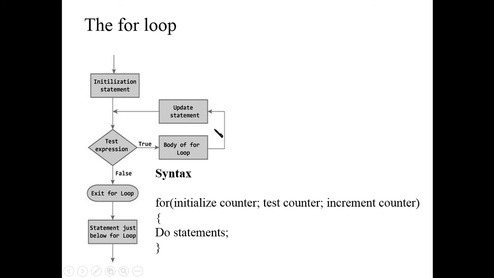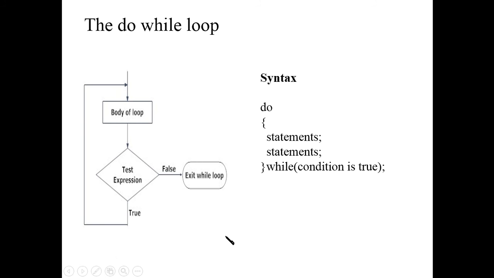Next is the for loop. The initialization statement takes place only once in a for loop, and if the test expression becomes true, the body of the loop is executed and the value is incremented. If the test expression is false, the loop is exited. The syntax of the for loop is: for initialize counter, test counter, increment counter, and set of statements.